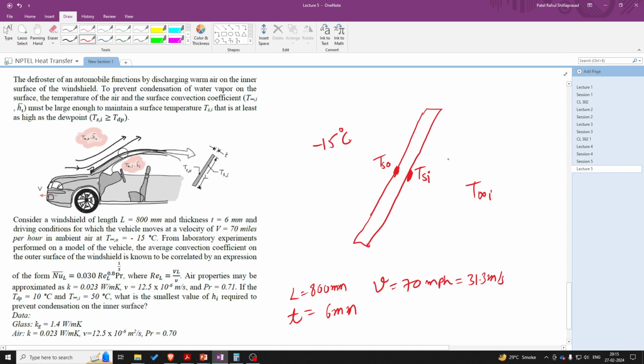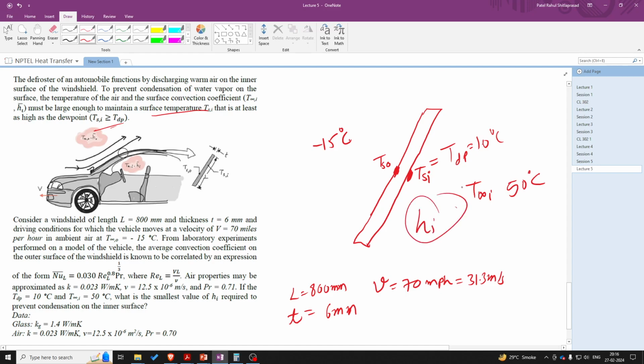So basically, we have been given that the surface temperature Tsi should at least be the dew point. That is, you can just equate it to the dew point, that is equal to 10 degrees Celsius, and the inner temperature is 50 degrees Celsius. And then we have been asked to find the heat transfer coefficient hi over here.